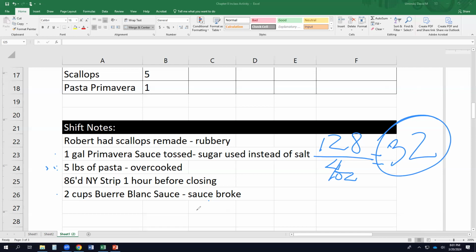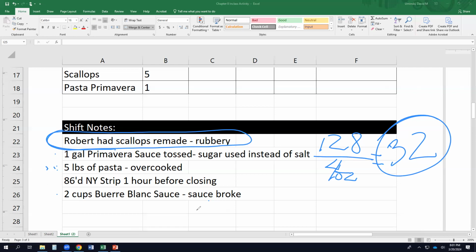So again, as a manager, you have to realize where all this stuff is going. So our scallops were short 2, right? Well, here's 1. So now we're only short 1 scallop. So if I go back to the shift notes, then I'll remember, oh yeah, Robert had an order that was sent back in a remake or refire. And so now I'm only looking for one order of scallops. So these shift notes are really, really important.